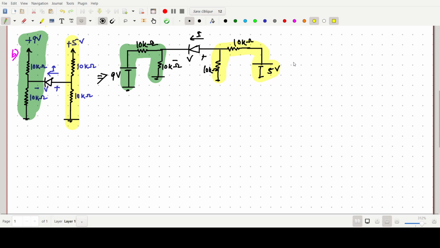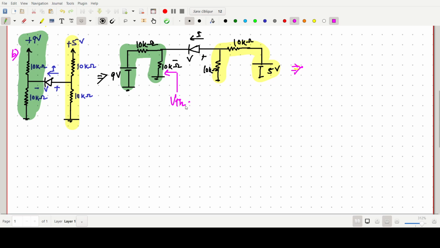Okay, so now next thing is that we have to find the VThevenin for this one. Okay, so it will be better to do like this.